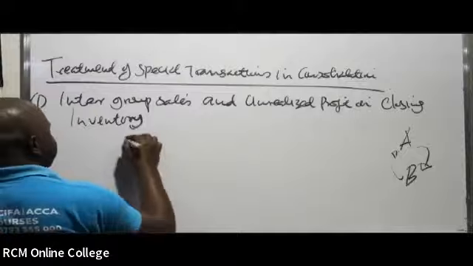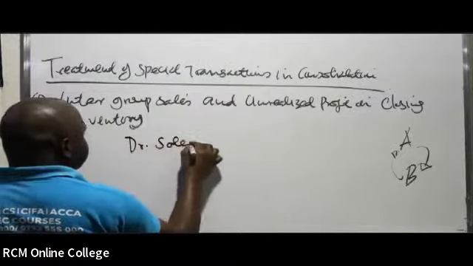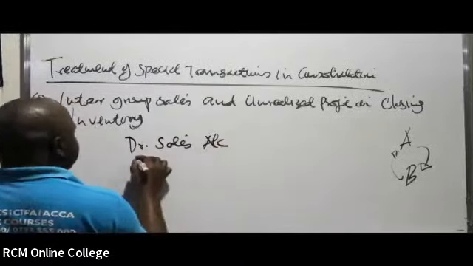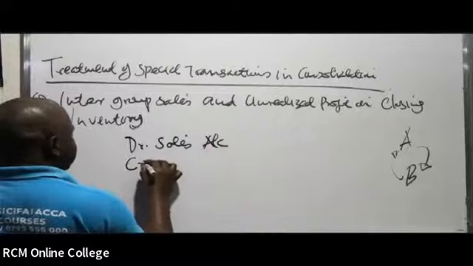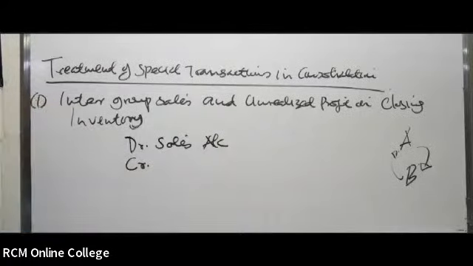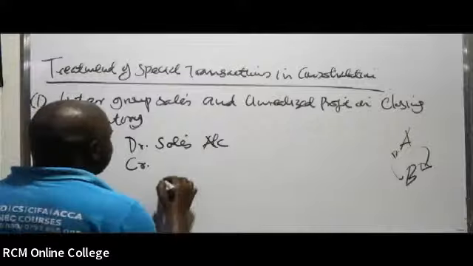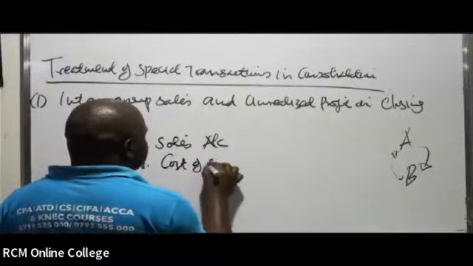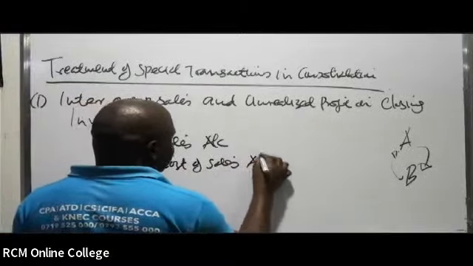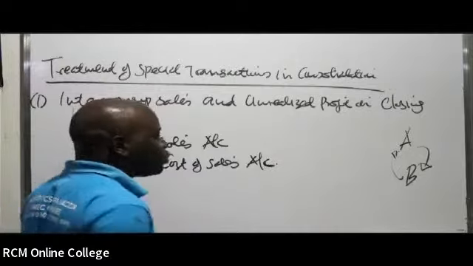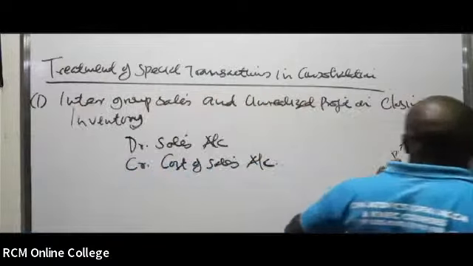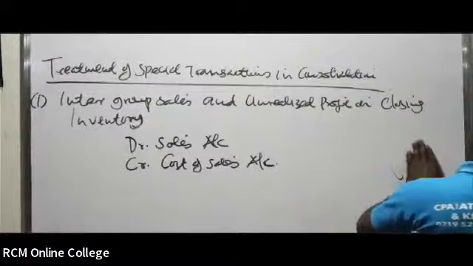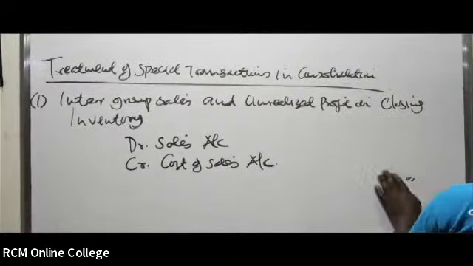So in this case, you debit the sales account. In this case, you credit what? You credit the cost of sales account. So in this case, what will likely be happening?